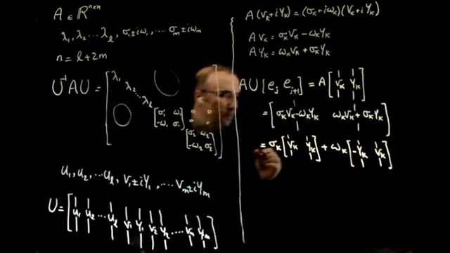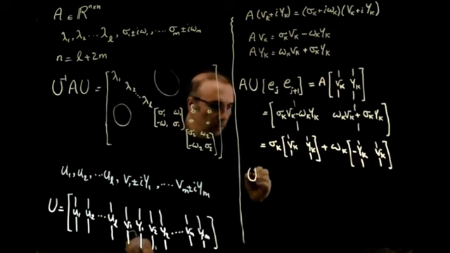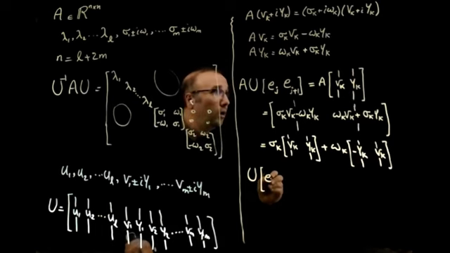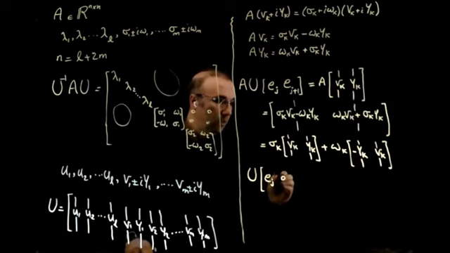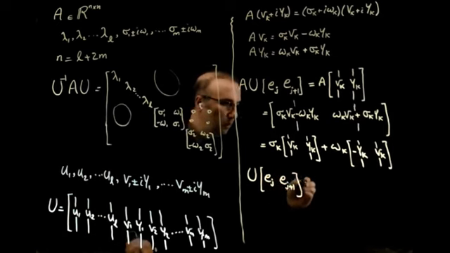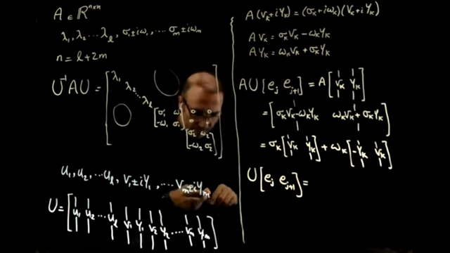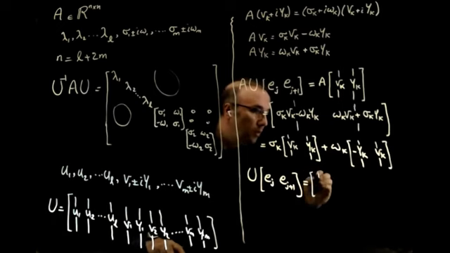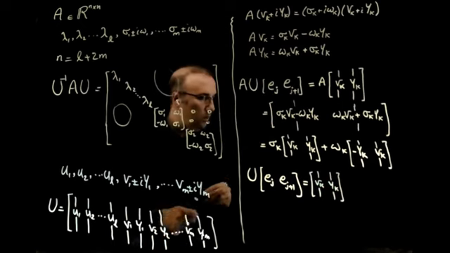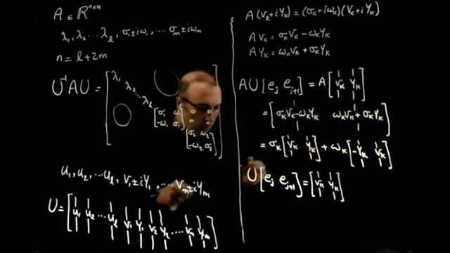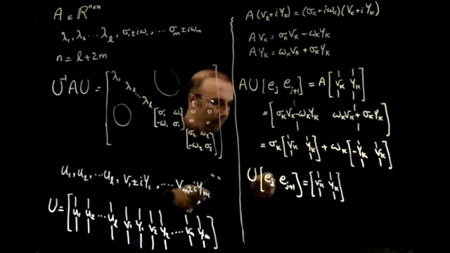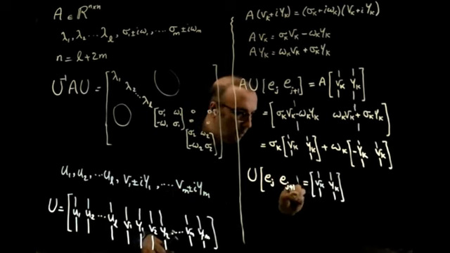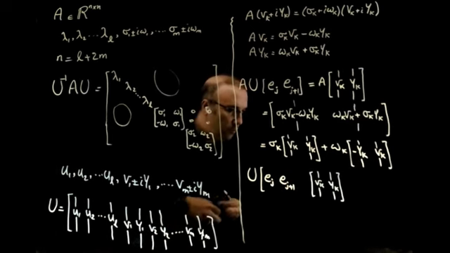Now, let's look at U again. U at ek, ej, ej plus 1. This becomes Vk, Yk. So if I multiply both sides, let's make some room here.